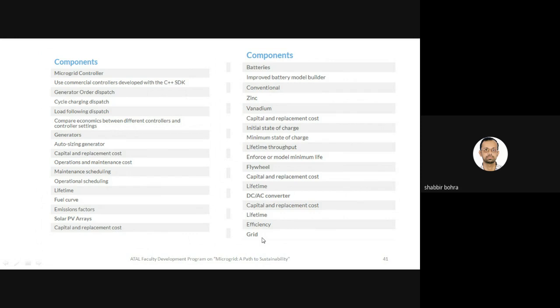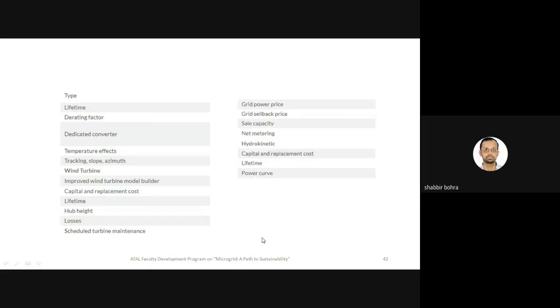So these are some of the components and what are the inputs, what are the parameters that can be supplied into that particular software. So as far as the components are concerned, the batteries, types of the batteries, initial and the final storage, what is the lifetime throughput, if it is a flywheel, then what is the capital and replacement cost, lifetime. If it is an AC/DC converter, again the lifetime efficiency. If it is a grid, then even you can supply what is the tariff structure.